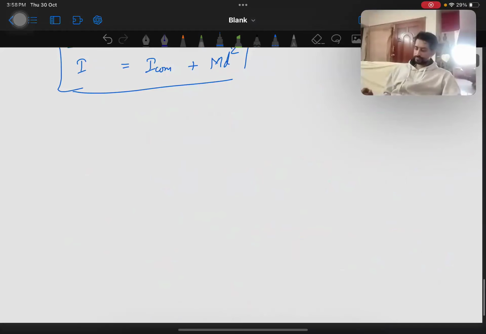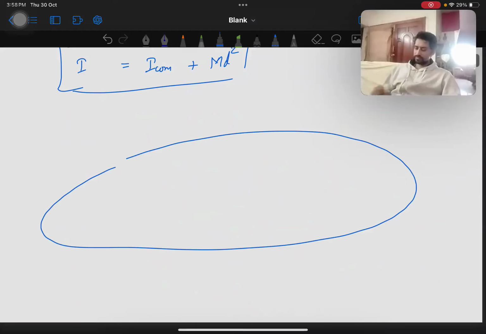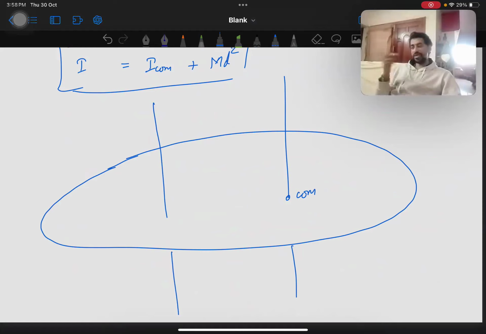Fine. So any object is there. All you need is one line which is passing through the center of mass, and you can find out the MI about any other line which is parallel to this particular axis. This particular I value is given as this particular I value plus mass of the entire rigid body multiplied by the square of the distance between the two axes. Fine. This idea is perfectly clear.